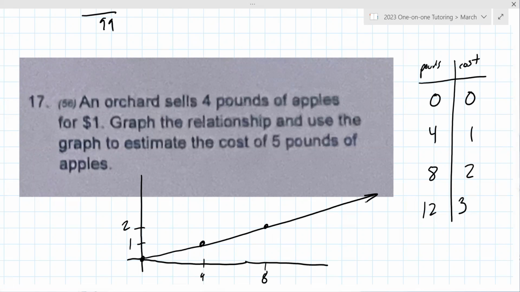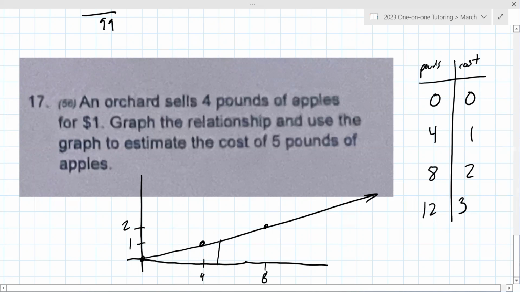Yeah. Now I know it says to use the graph to estimate it. I'd probably just keep going. Oh, I guess you do have to use the graph. So 5 pounds of apples. I guess they want you to go up there and see where it hits. You can actually figure it out.